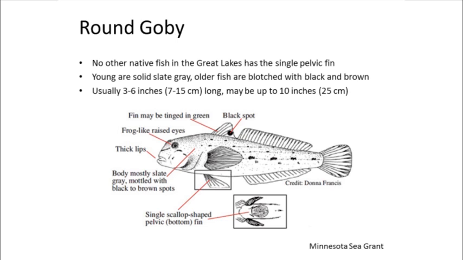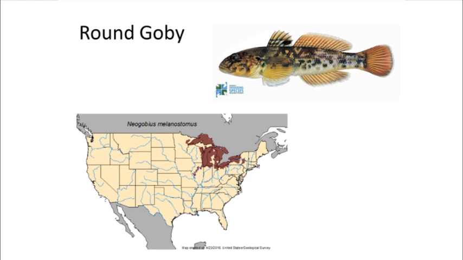The older fish do have a black and brown splotching. They have a black spot on one of their dorsal fins, and kind of a froggy-looking face. They have these frog-like eyes, thick lips. I can go back to that photo so you can get the more colorful look.